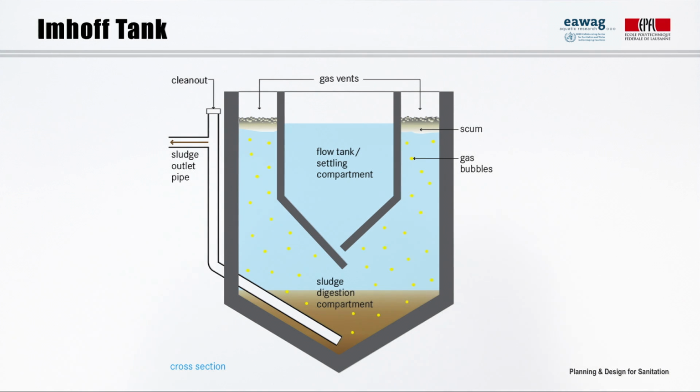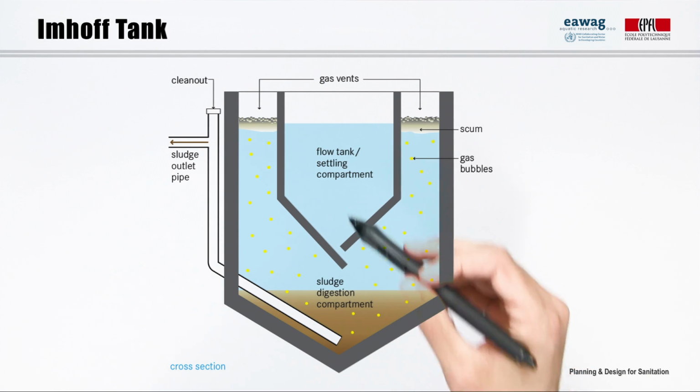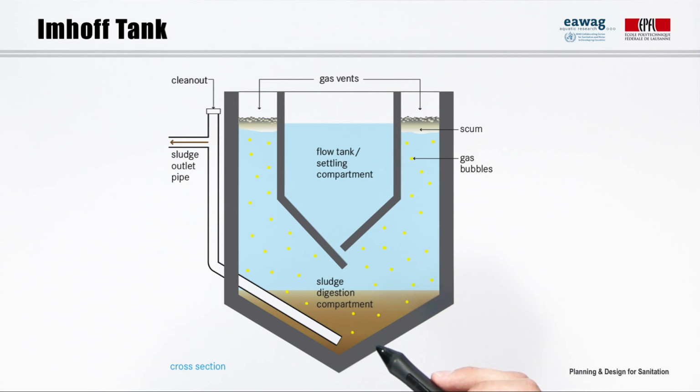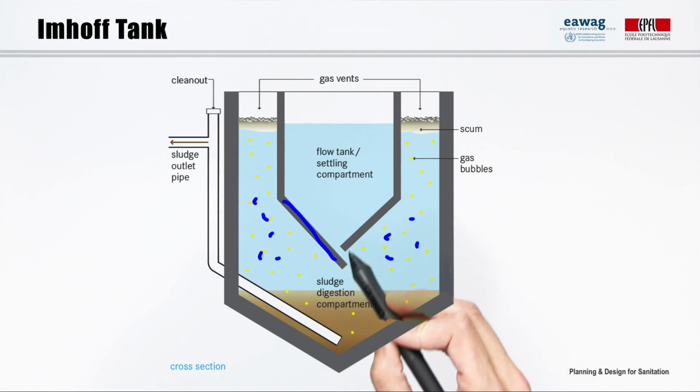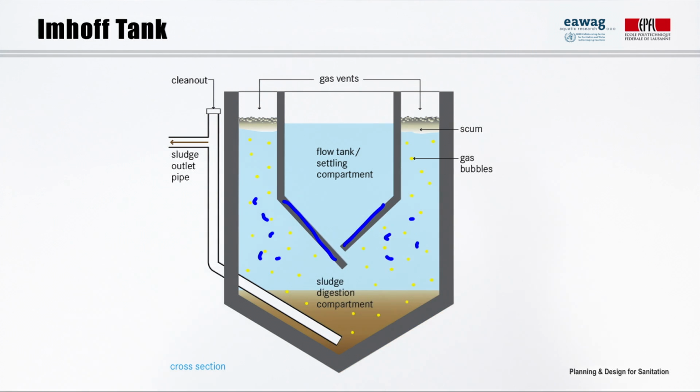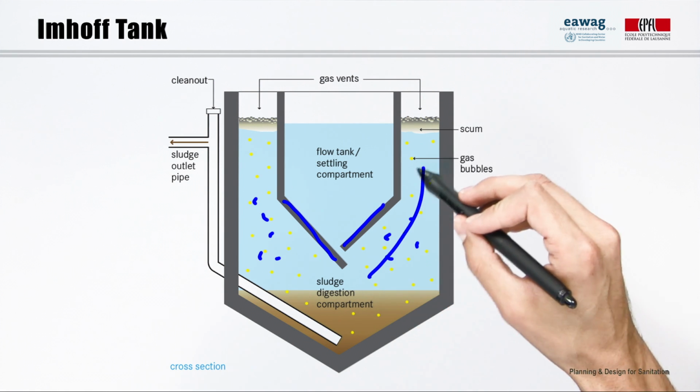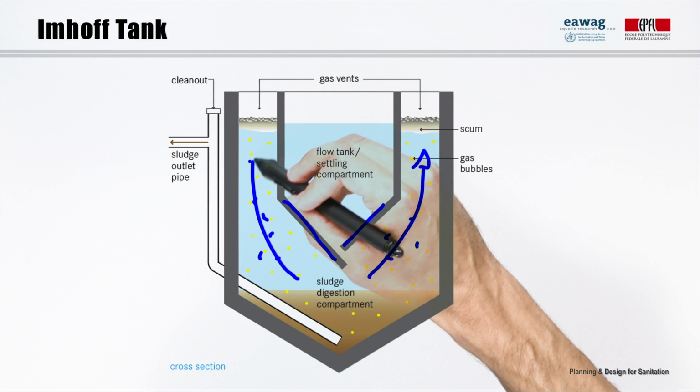The Imhoff Tank is a primary treatment technology that combines solid-liquid separation and digestion of the settled sludge. Because there is sludge digestion, there is production of biogas, whose bubbles may disturb the settling process. For this reason, the flow tank, or settling compartment, is designed with a V-shape, which prevents gas bubbles from coming up and forces them to the sides, as well as the scum.